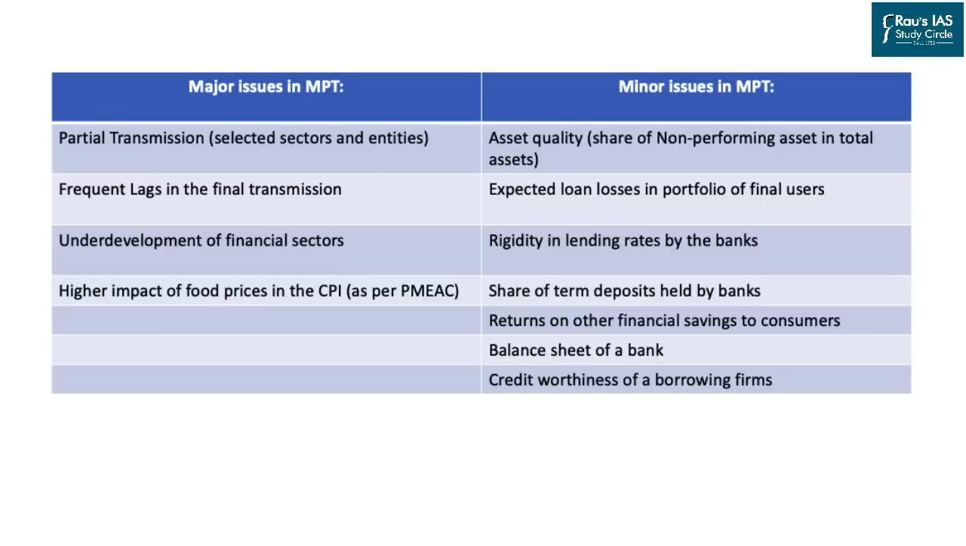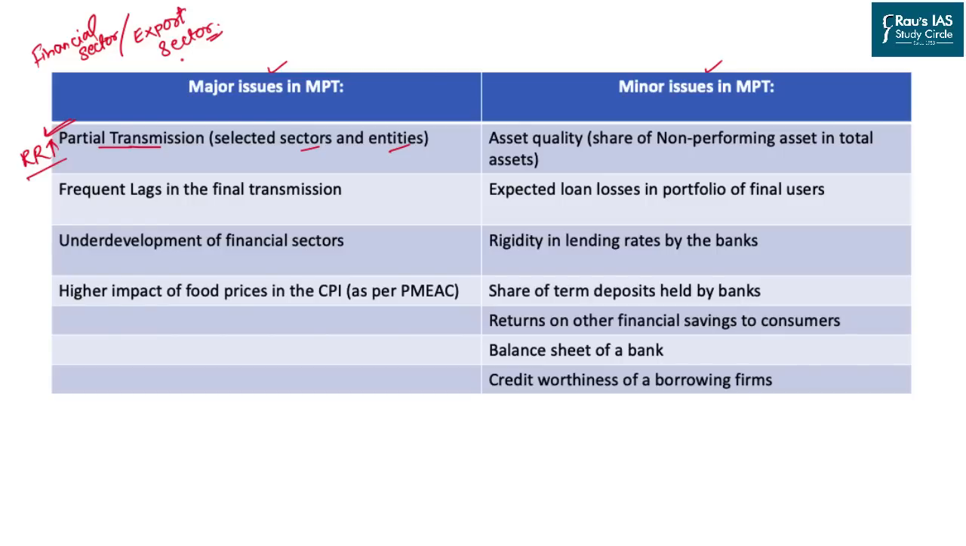Now let us go through important issues in the monetary policy transmission. So we have classified the important issues into major and minor issues. The first major issue is that there is a partial transmission. That is, if repo rate is increased, all sectors may not be impacted. There are certain sectors, let's say the financial sector or those industries which are associated with exports, which might be impacted more. While the other sector, let's say agriculture sector, may not be impacted because a farmer is not taking loan.